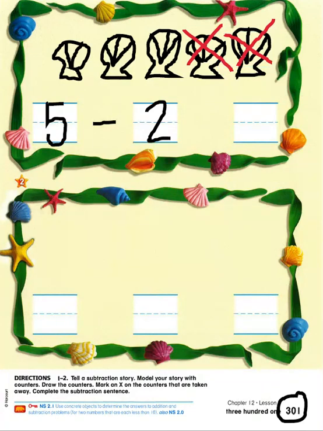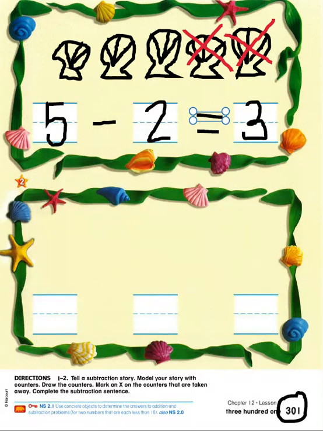How many do Jack and Jill still have left? To solve that, we need to count and write how many there are left that have not been taken away. Those would be the ones without X's on them. Let's count. Ready? 1, 2, 3. 5 take away 2 is 3. Write a 3 on the handwriting line.